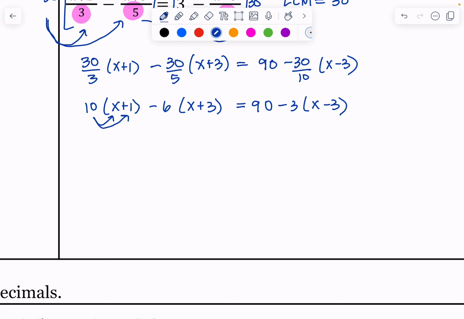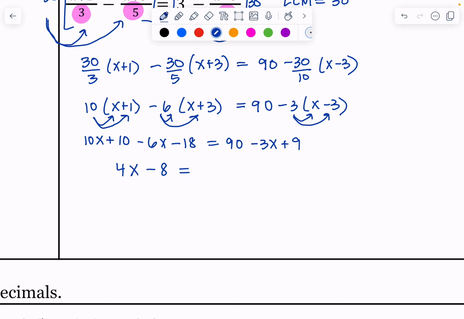I've got 10x plus 10 here. Here, I'm going to have negative 6x minus 18. Then I distribute here, and I'm going to have minus 3x plus 9. I'm going to combine like terms: 4x minus 8 equals negative 3x plus 99.